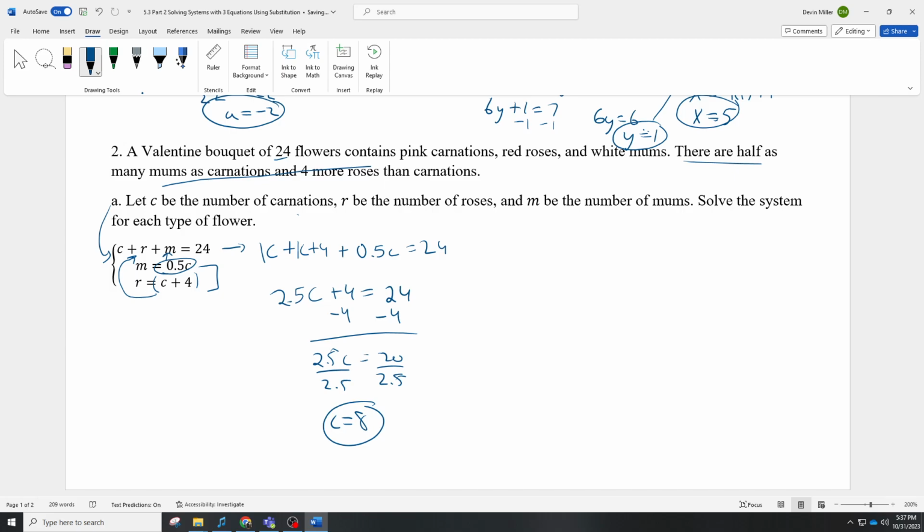Of course, I think after doing this one big step, everything else is a lot easier. We can plug in 8 for both C's in the last two equations, going back to those. So the M value would be 0.5 times 8. Half of 8 is 4. And the R value would be 8 plus 4, which is 12.